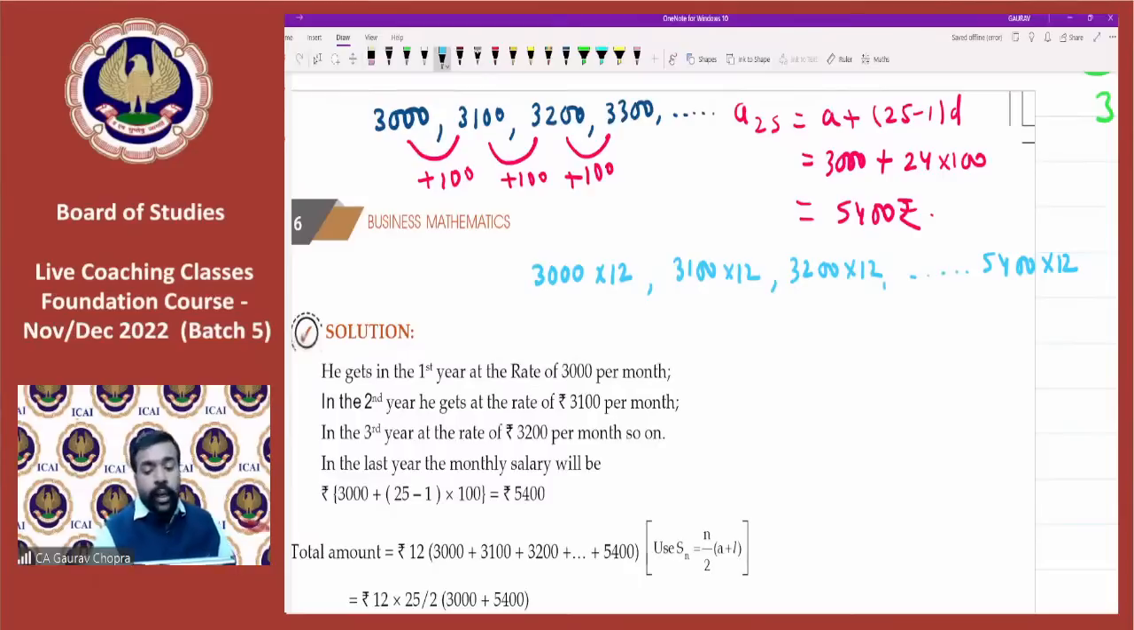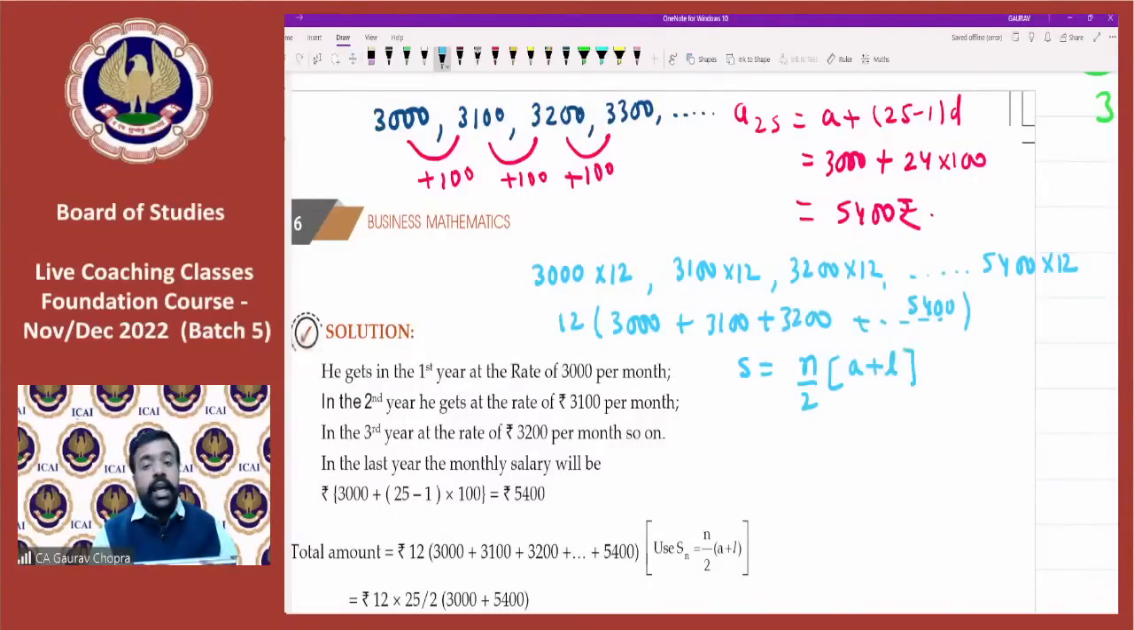So we can take 12 as common. So what is left? 3,000, then 3,100, 3,200, and so on. So we have to find the sum. What is the formula for the sum? We have the first term as well as the last term, so the formula for the sum will be n by 2 multiplied by (a plus l).